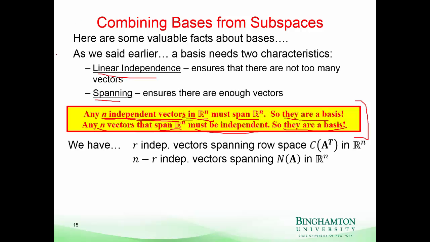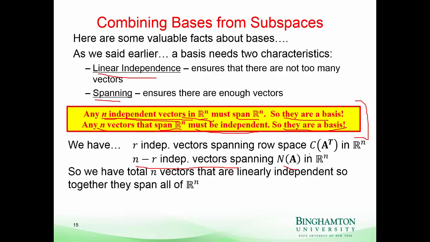So we've got R independent vectors spanning the row space. We've got n minus R independent vectors spanning the null space. And therefore, we've got a total of n vectors. They are linearly independent. So together, they span all of Rn. And there's only n of them that span. So they are a basis.